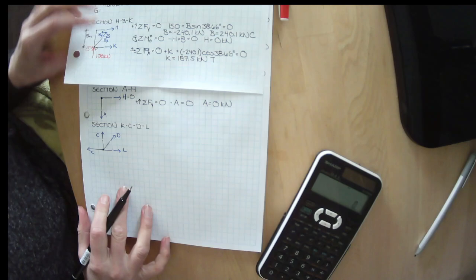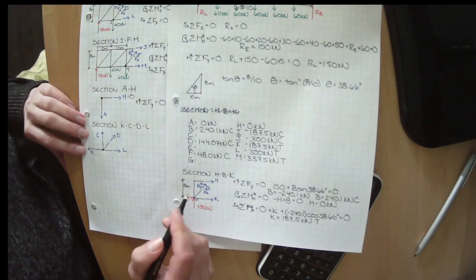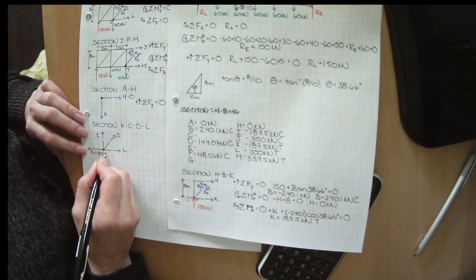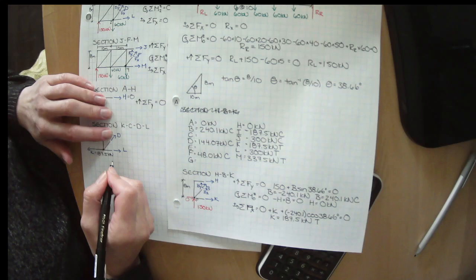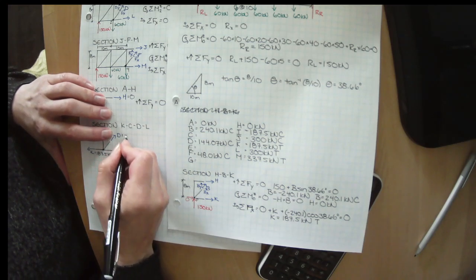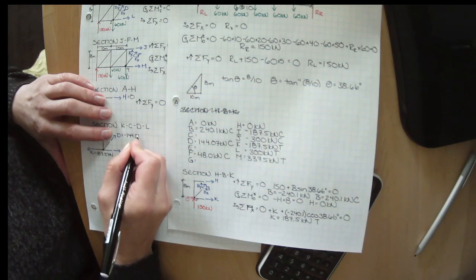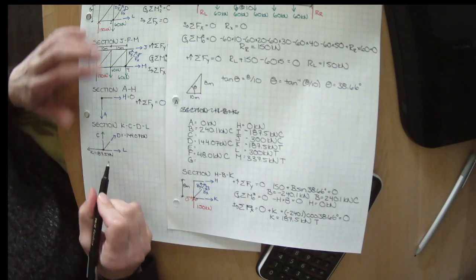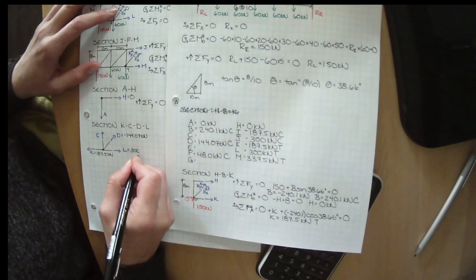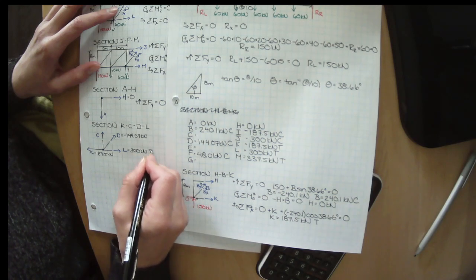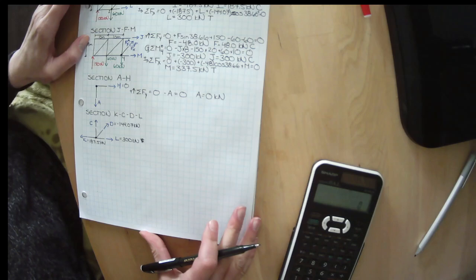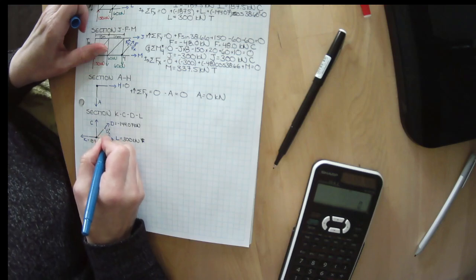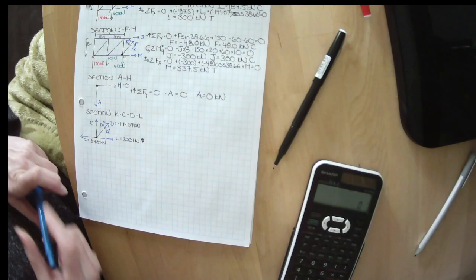We can come and look at our chart. K we've solved for. We know K equals 187.5. D equals minus 144.07 kilonewtons, because I've drawn it in tension, but it's actually in compression, so I'll make it a negative. And L equals 300 kilonewtons. 300 kilonewtons, and it's in tension, so that's correct. We know D has its dx and its dy component.